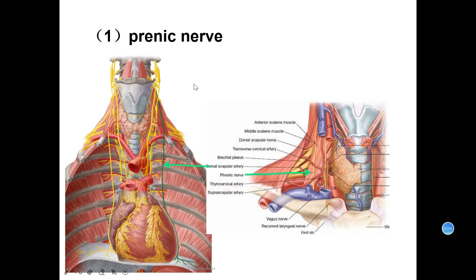Here, I will introduce them simply. This one is the phrenic nerve, here is the picture, let me see. This one is the phrenic nerve, this one is the vagus nerve. The phrenic nerve is on the surface of the scalenus anterior. Then it passes between these two large vessels into the thoracic cavity. Finally, it reaches the diaphragm and supplies the diaphragm. But during its course, it sends off branches to the pleura.